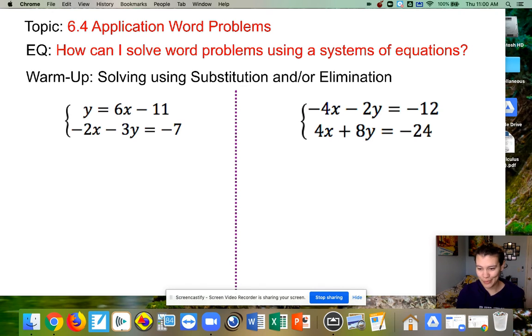Right, so today we're going to talk about word problems. You can solve them all the same way we've done everything else, either graphing, substitution, or elimination, but you have to write the equation first. So to start off, solve these two equations using either substitution or elimination, whichever one you think is easier.